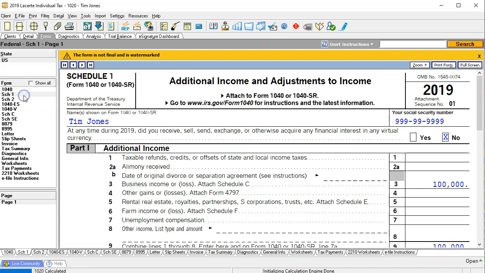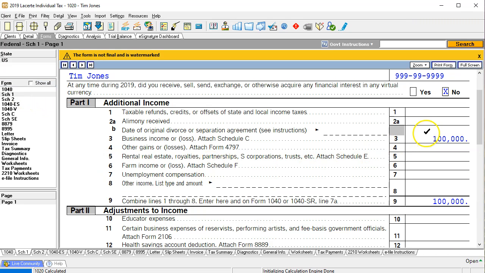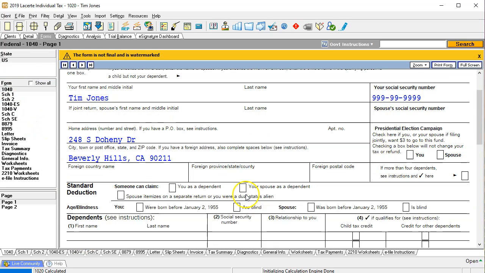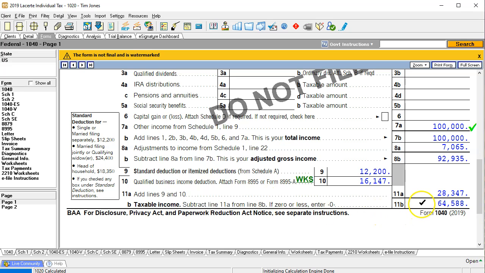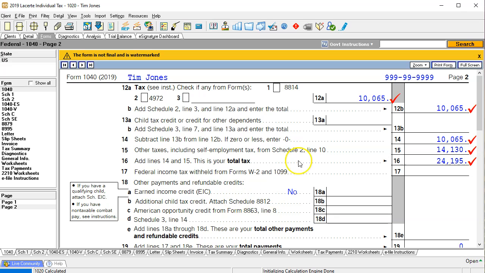That is going to be supported by the Schedule 1. So here's Schedule 1 supporting that $100,000 that is then rolling forward to the first page of the 1040. This is being supported by the Schedule C. Now, another thing you always want to keep in mind with the Schedule C: when we think about the first page of the 1040, ultimately we're going to be coming to the tax down here. We're going to be recording the income tax on it, which in this case is $10,065. That's what we think of recording with the 1040 typically, the income tax.